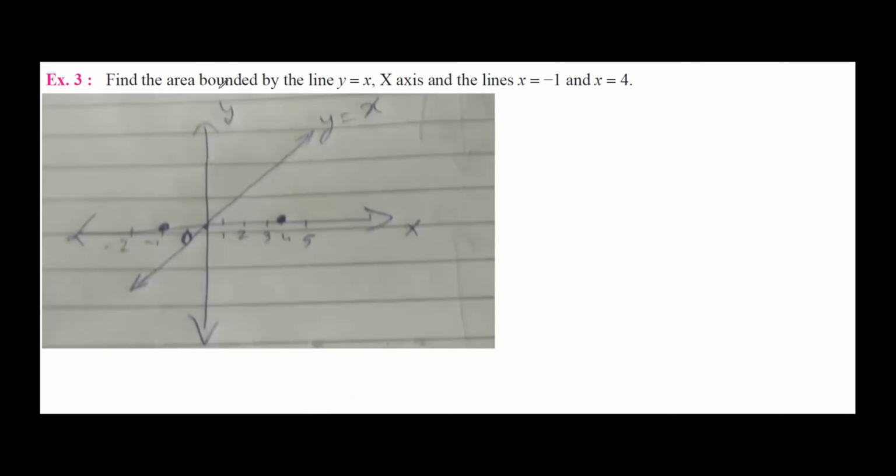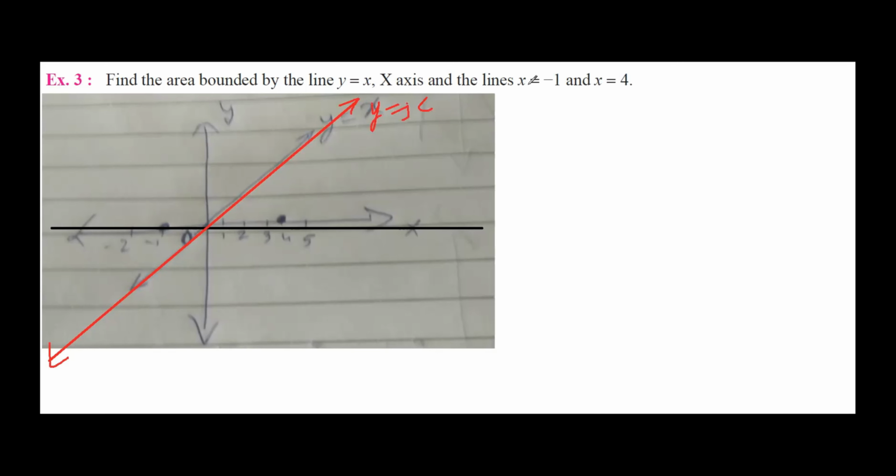Okay, so here is what you did. We need to find the area bounded by the line y is equal to x, and you have plotted this particular line. Where is your x-axis? This is your x-axis. That is perfectly correct. Then the line y is equal to x, which passes through the origin. This is also perfectly correct.